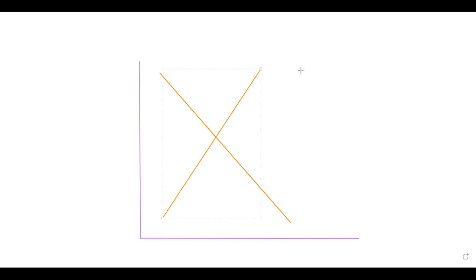Upward sloping is your market supply, the total supply of the goods being produced, and the other is the total quantity demanded. Where the two intersect, that is your equilibrium price. Are you following me, students? So that is your equilibrium price. Got it?